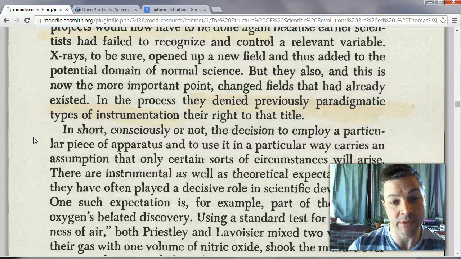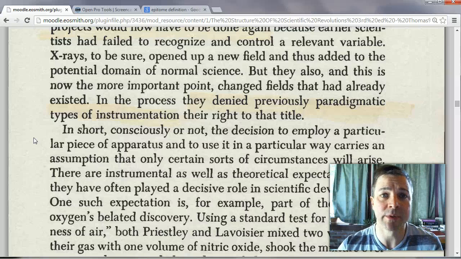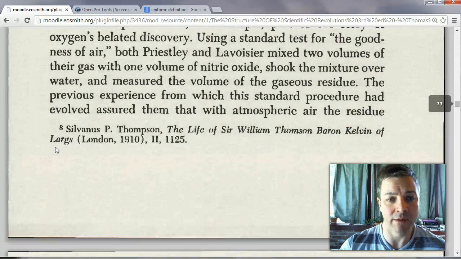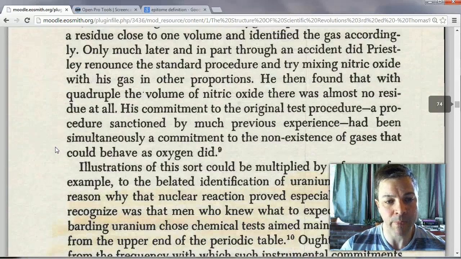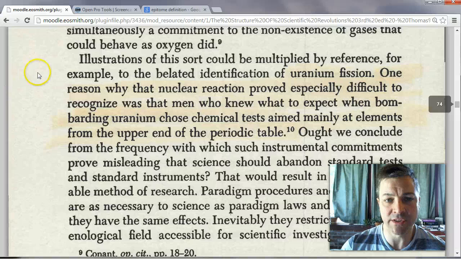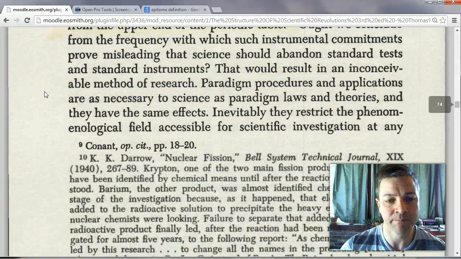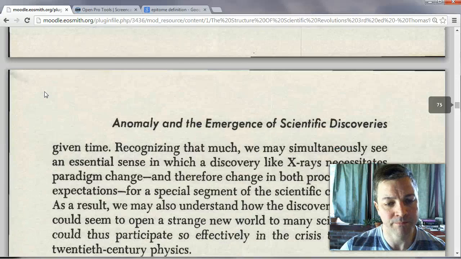So this is why people might be surprised, because they're using a particular piece of apparatus like a cathode ray tube. Cathode ray tube, you're going to want to look that up, but we haven't seen that yet. You will when you read more closely here. And they get surprised by the outcome sometimes. That's the anomaly. Illustrations of this sort could be multiplied by reference, for example, to the belated identification of uranium fission. So we have a fourth example here, uranium fission. Moving on.